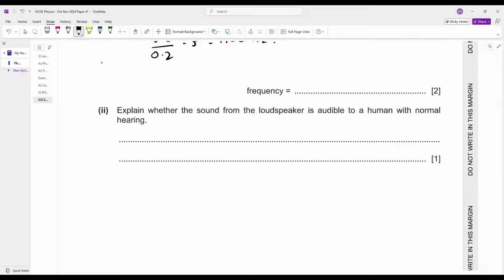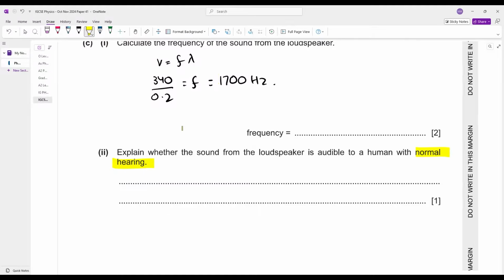Explain whether the sound from the loudspeaker is audible to a human with normal hearing. Yes, the sound from the loudspeaker is audible to a normal human being. Why? Because this lies within the audible frequencies, that is of 20 hertz से लेकर 20,000 hertz. This frequency of sound is greater than 20 hertz and less than 20,000 hertz. Hence, this is audible to a normal human being.